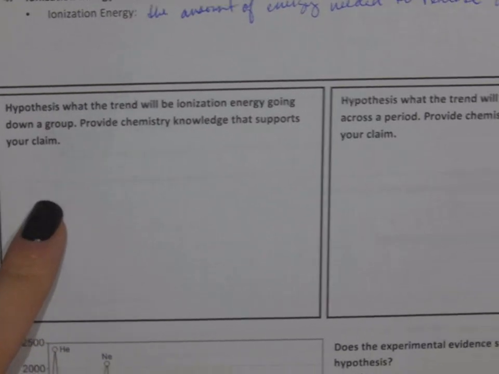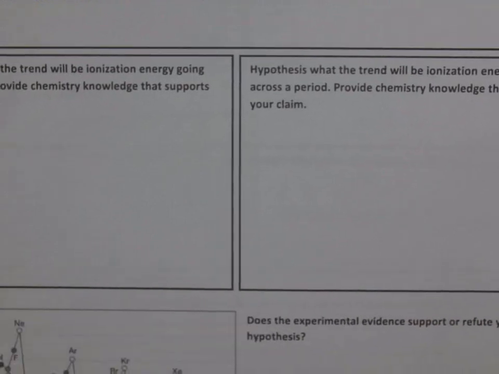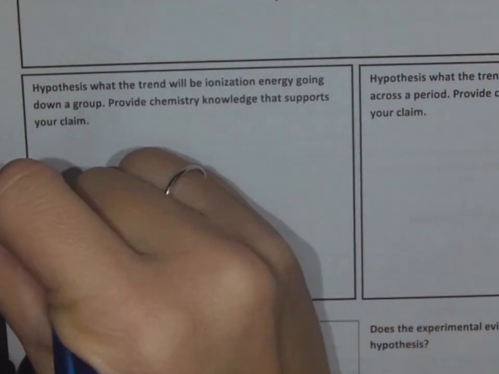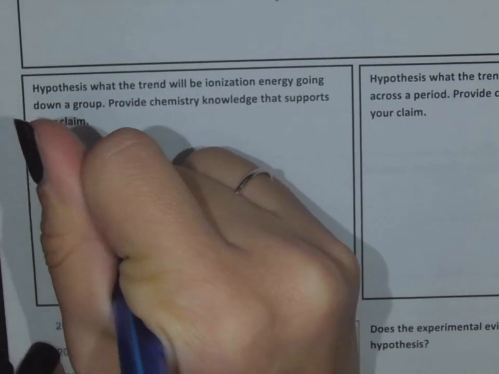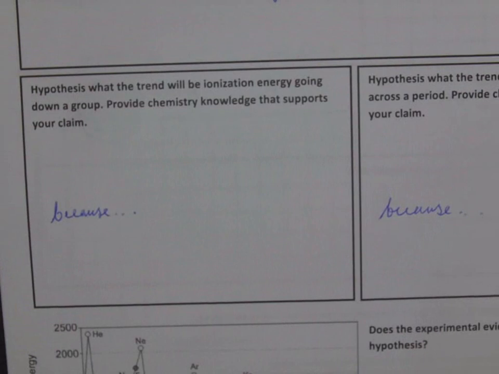I want you to state a hypothesis for both of these, going down the group and going across the period, and make sure you include the because. All right? What's the chemistry knowledge that you're basing this on? I think that going down the group, the ionization energy decreases because. Or I think going down a group, the ionization energy increases because. Okay, so take a moment, hit pause, write down those hypotheses, and then come back and join us.